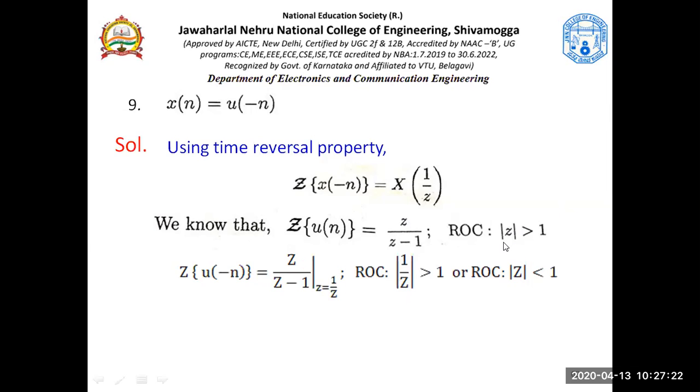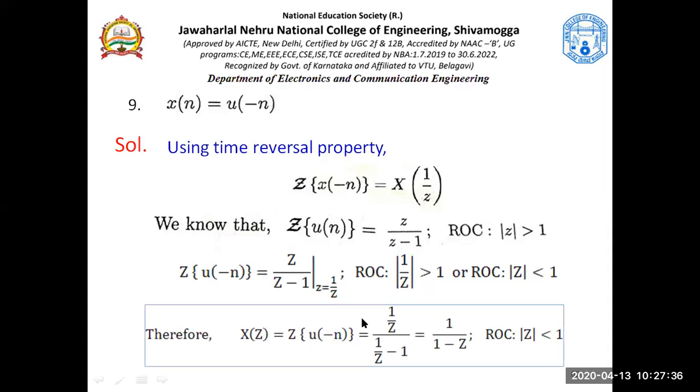See, this is for positive time sequence, u of n. This is for negative time sequence, which is u of minus n. So if you substitute z as 1 by z, it is going to look like 1 by z minus 1. So that would become 1 by 1 minus z with ROC z less than 1.